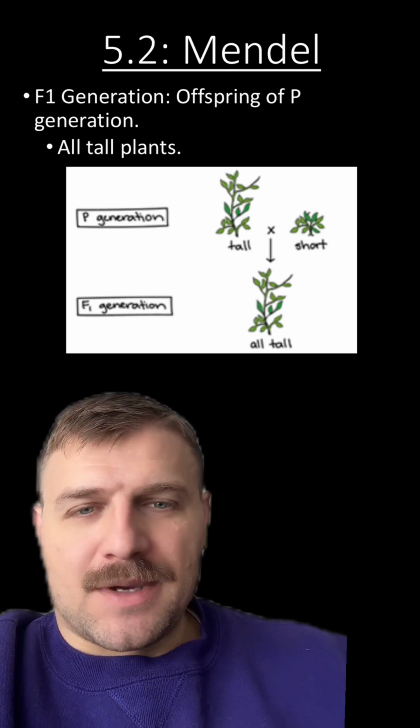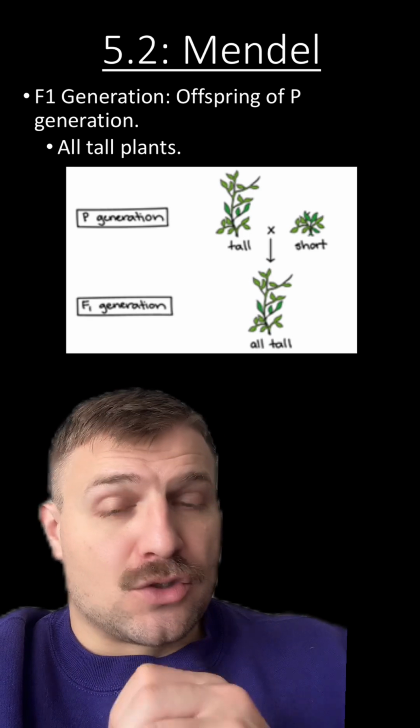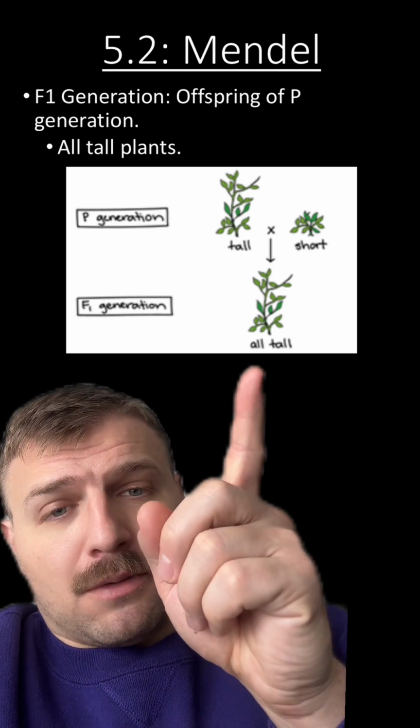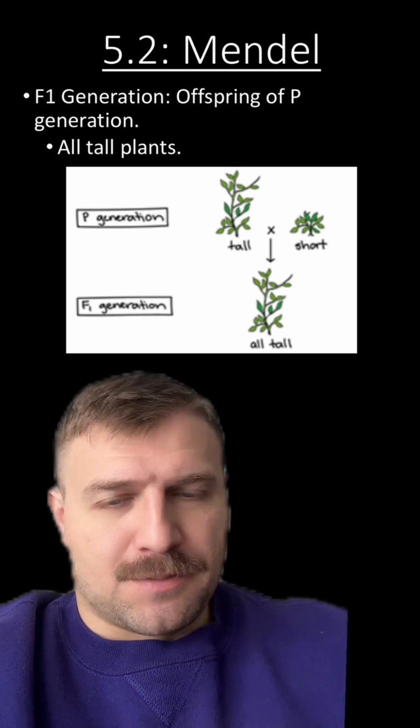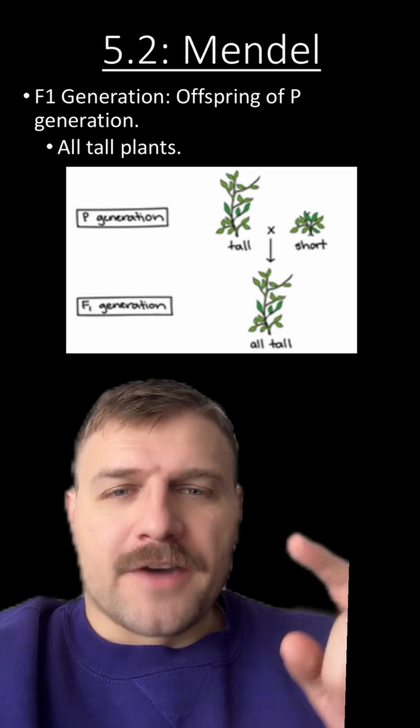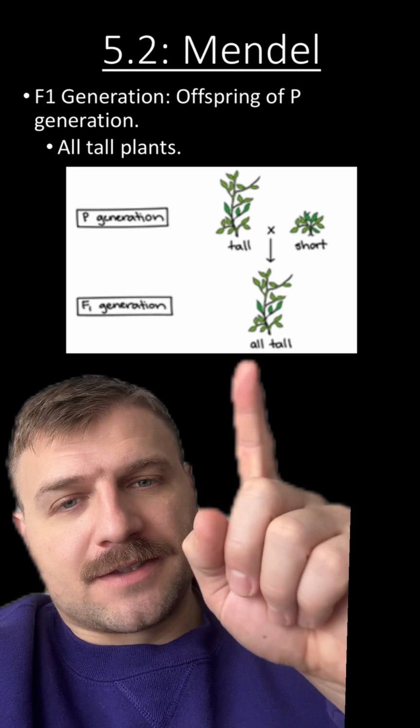That didn't make sense to Mendel. If the blending hypothesis is true, then all of these should be median height, and they're not. They're all tall. So immediately here, the blending hypothesis is disproved. However, Mendel thought, what if I cross two of these tall pea plants together? And that's what he did.